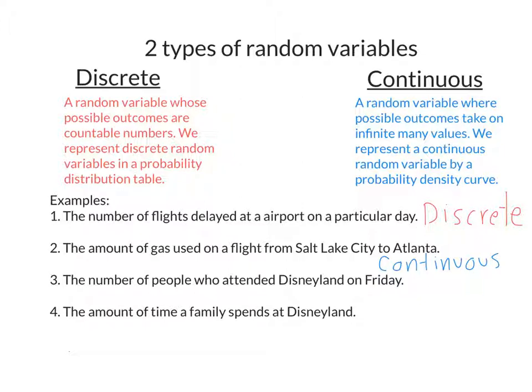The number of people who are going to attend Disneyland on Friday, there's only going to be a discrete number of people, so that would be discrete. You can't have an infinite number of people, especially an infinite number of people in between 1 person and 2 people. And the last one here, the amount of time a family spends at Disneyland. Time will always be continuous, so that variable would be continuous. So that is the difference between a discrete and a continuous random variable.